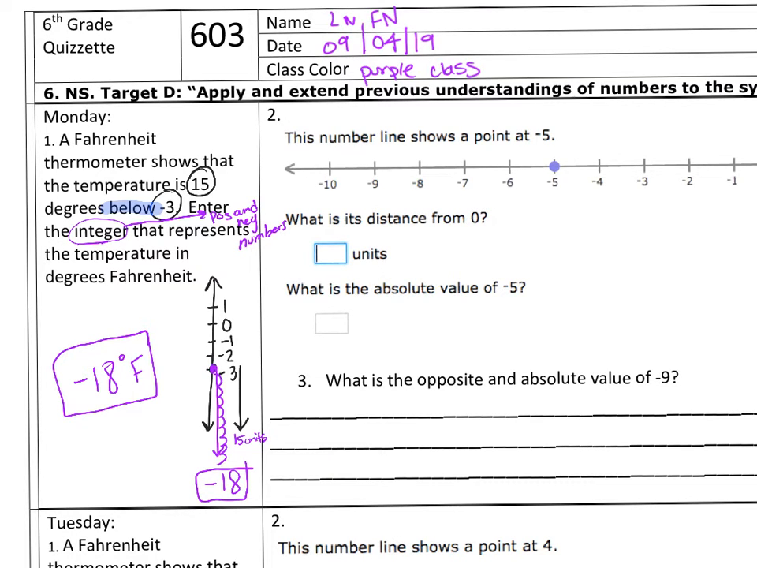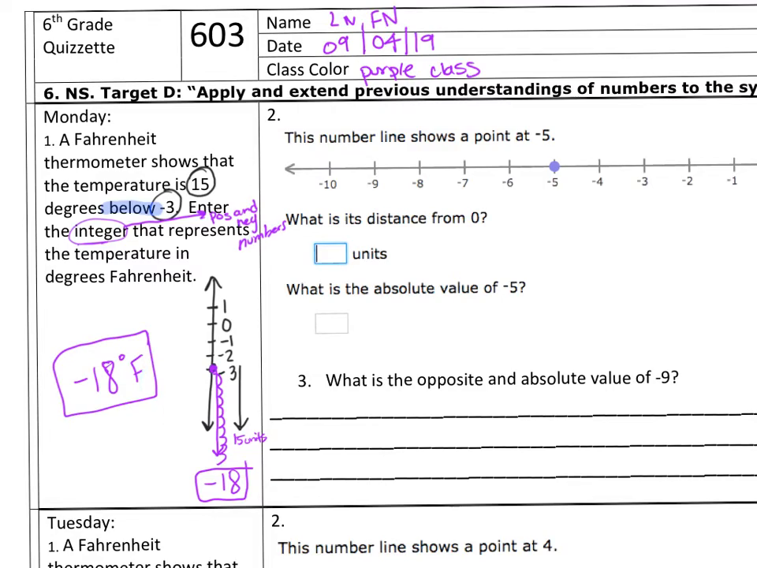So on Tuesday, when you work on Tuesday, you're going to read the scenario, draw a picture, and see what's this mystery number they're trying to get you to write. And I know it's tempting to say this is -18, but the proper way to say this is -18 degrees Fahrenheit. So this is -18 degrees Fahrenheit.